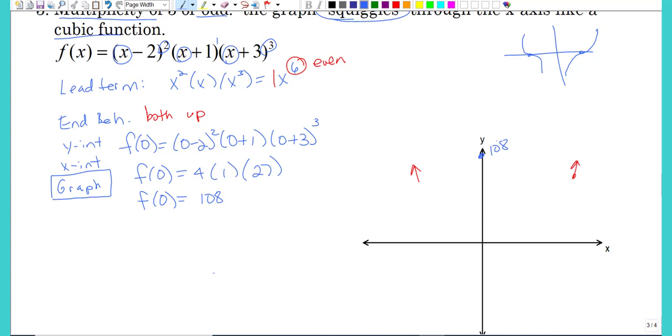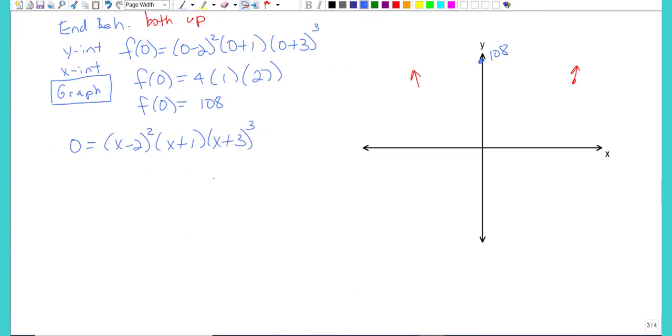So now we need to look at those x-intercepts. So we set the function equal to 0. The good news is this is factored for us. So we can set each factor equal to 0 and solve. So I get x is 2, x is negative 1, and x is negative 3.